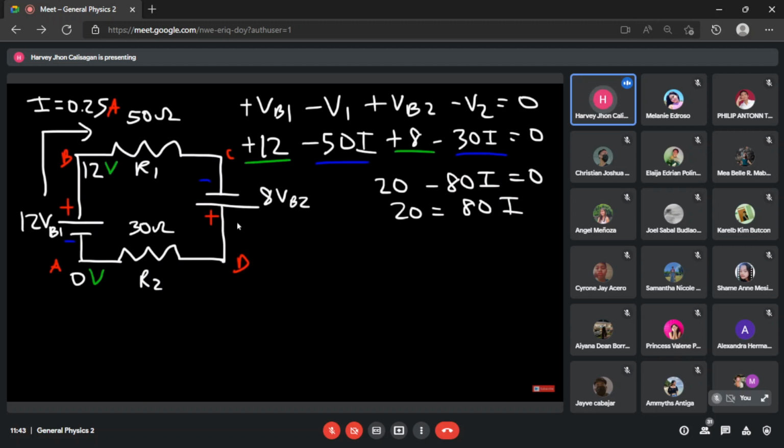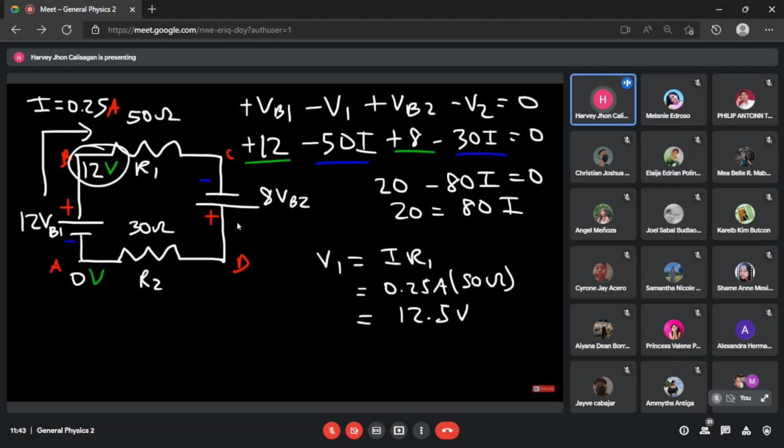Now the resistor, R1, is going to drop the voltage. To calculate the voltage drop, it's simply I times R1. So the current is 0.25 amps, multiplied by a resistance of 50 ohms. And so the voltage drop there is 12.5 volts. So 12 minus 12.5, this is going to be negative 0.5 volts at point C.